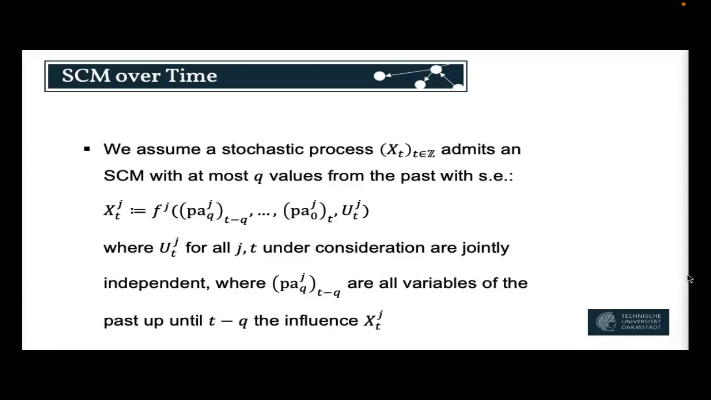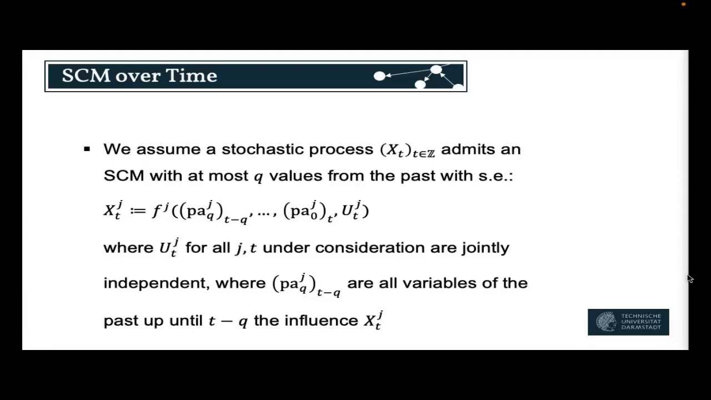And its value is determined by a structural equation for variable j. Here, the function, the causal mechanism, is agnostic. And it depends on some exogenous term. Again, there will be exogenous terms for variable j, but just in time step t. That's a detail to notice.